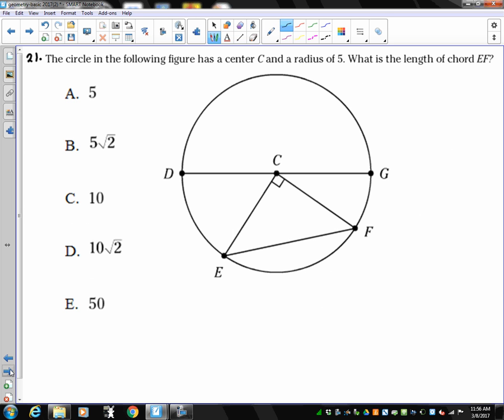Okay, on number 21, it says the circle in the following figure has a center C and a radius of 5. Now it didn't tell me which radius is 5. Well, guess what? All radii are the same. So every radius is 5. It says, what is the length of chord EF? Now notice, this is a right triangle right here. EF is what's called a chord, but it is also the hypotenuse of that triangle. So we can just use the Pythagorean theorem here and say 5 squared plus 5 squared equals c squared.